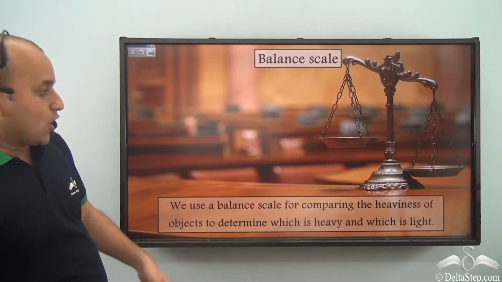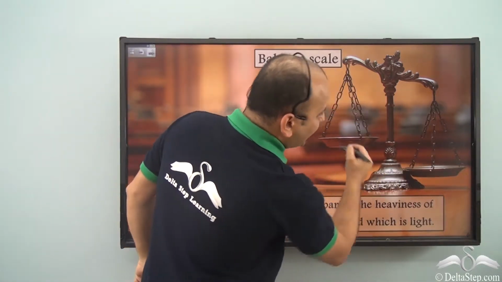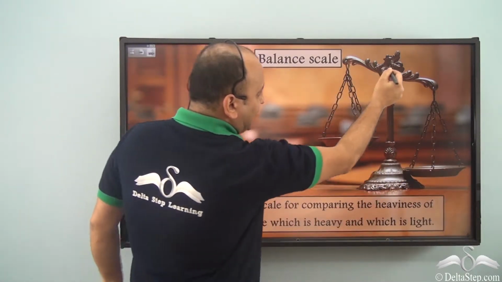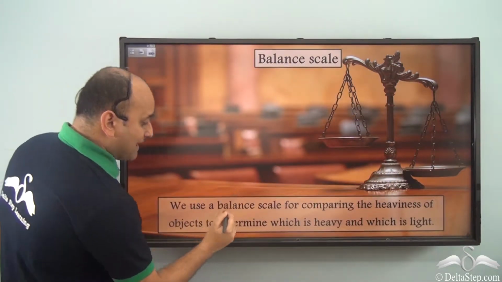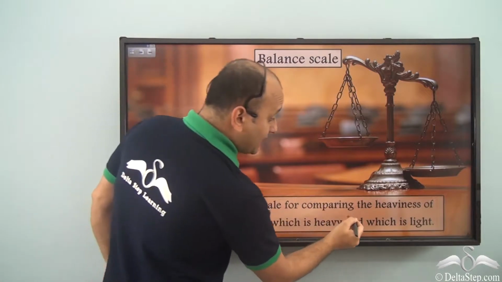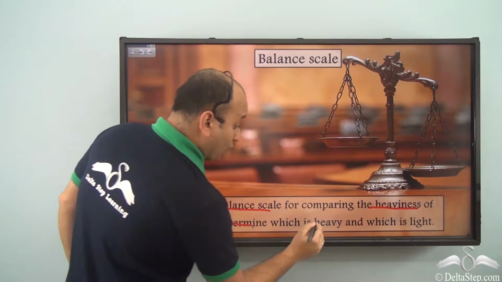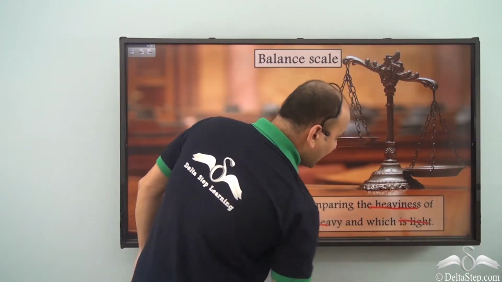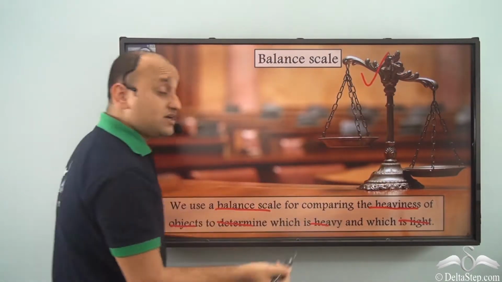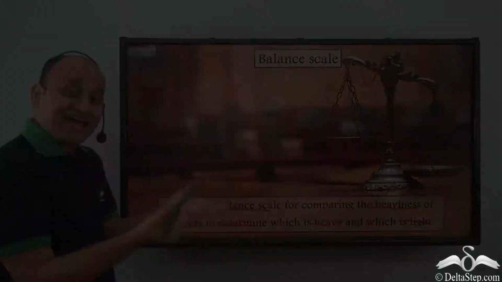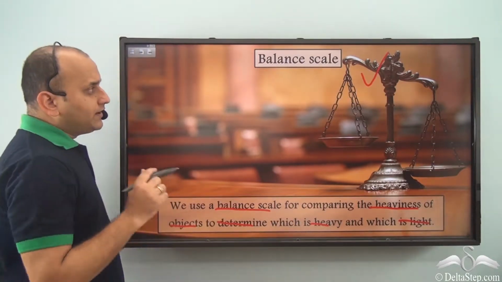So just like the seesaw, we have a balance scale. As you can see, just like the seesaw, it has two sides and it can bend on any of the sides. So we use a balance scale for comparing the heaviness of objects to determine which is heavy and which is light. So you see, this balance scale allows us to compare two objects and lets us know which is heavy and which is light.